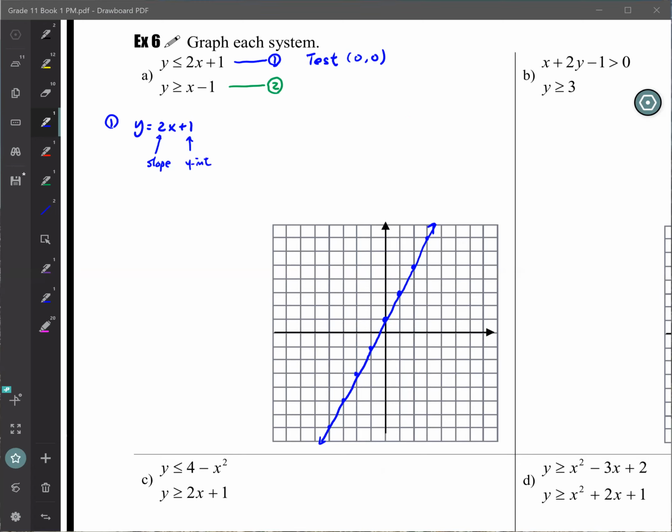Okay, it's not too difficult. Just plug into the first one, 0, 0. True or false?